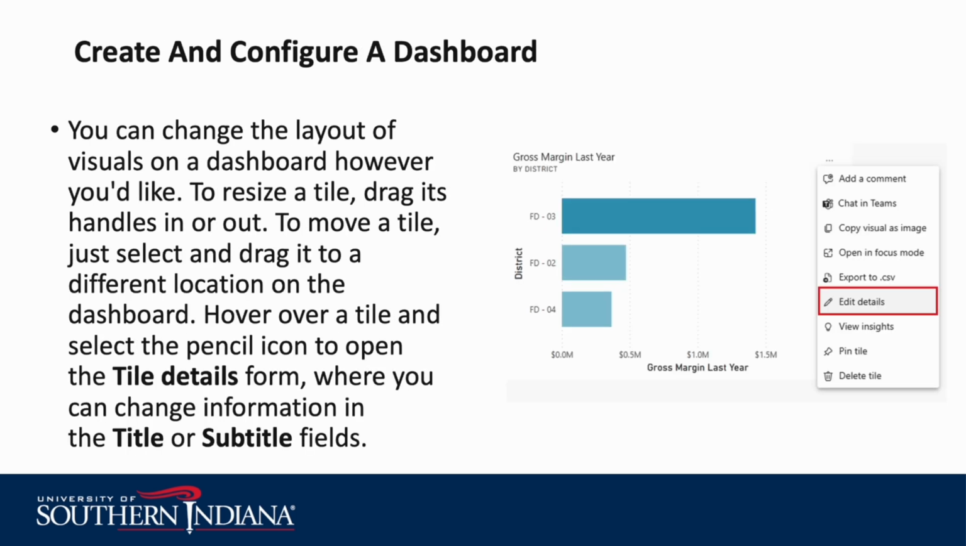You can change the layout of visuals on a dashboard as needed. To resize a tile, drag its handles in or out. To move a tile, select and drag it to a different location. Hover over a tile and click the pencil icon to open the Tile Details pane, where you can edit the title or subtitle fields. The screenshot highlights a dashboard tile and the pencil icon.